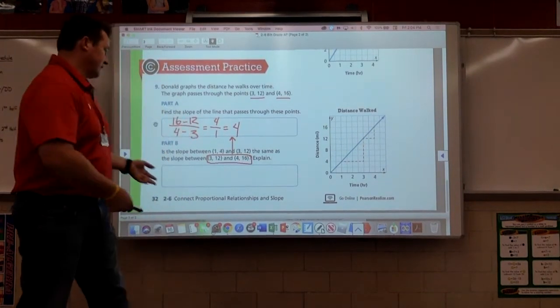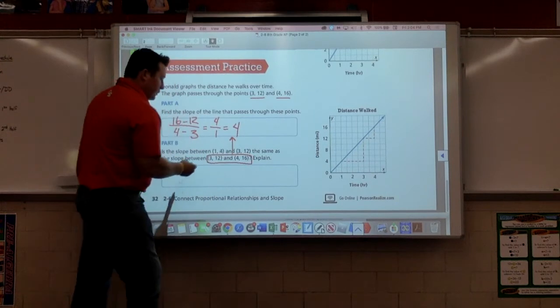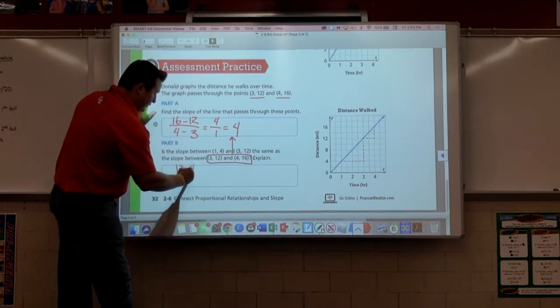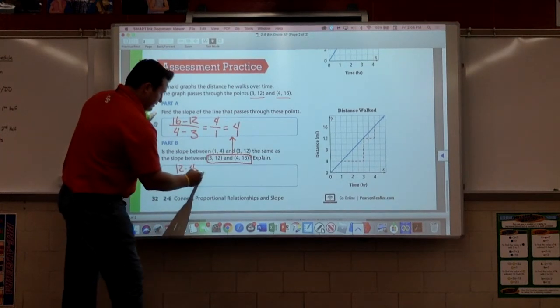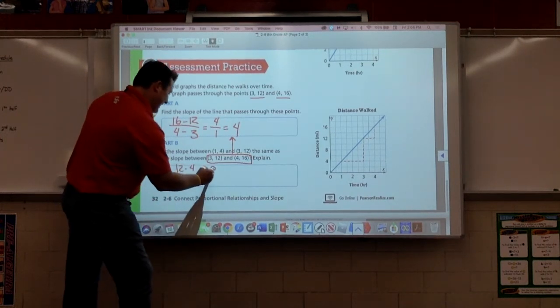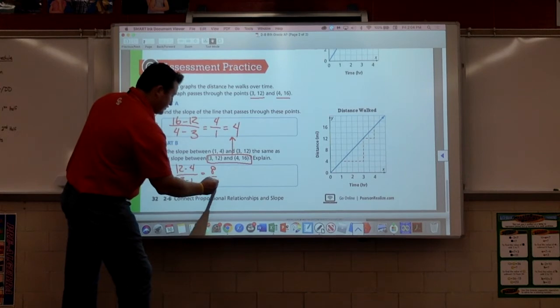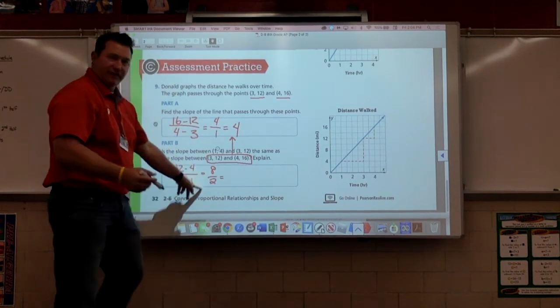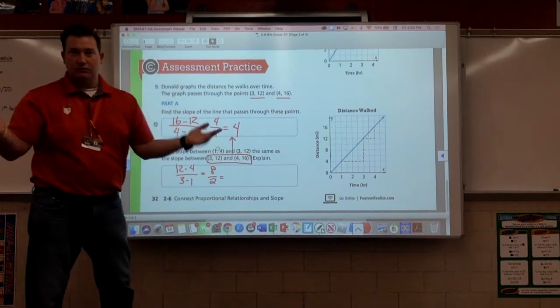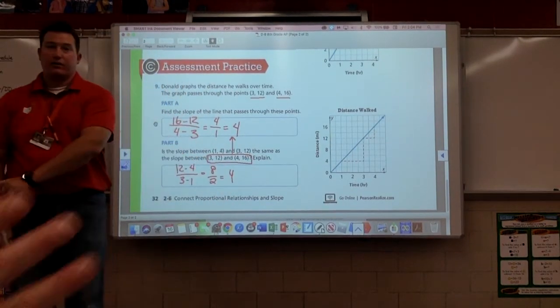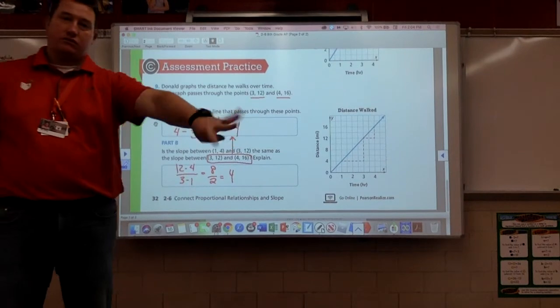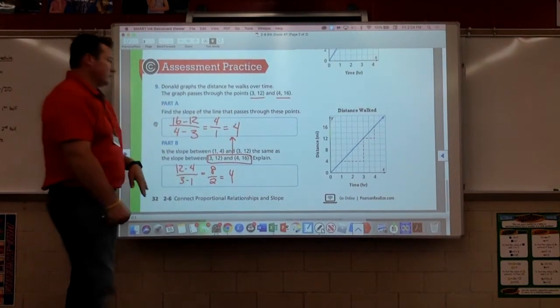Yes. Okay. So again, y minus y, 12 minus 4 over x minus x, 3 minus 1. So this 12 minus 4, what is that, 8? 3 minus 1 is 2. 8 divided by 2 is 4. Oh, it's 4. Guys, do they have the same slope? Yes, they have the same slope.